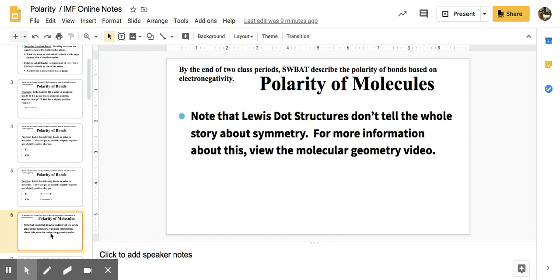So one thing I just want to make a note of is that I'm going to go into polarity of molecules, and I'm going to use the Lewis structures because most of the time they work fine, and it's just easier to do it that way, I think. So I just want to make a note here that the Lewis structure doesn't tell the whole story. You need to know the geometry to figure out the whole story.